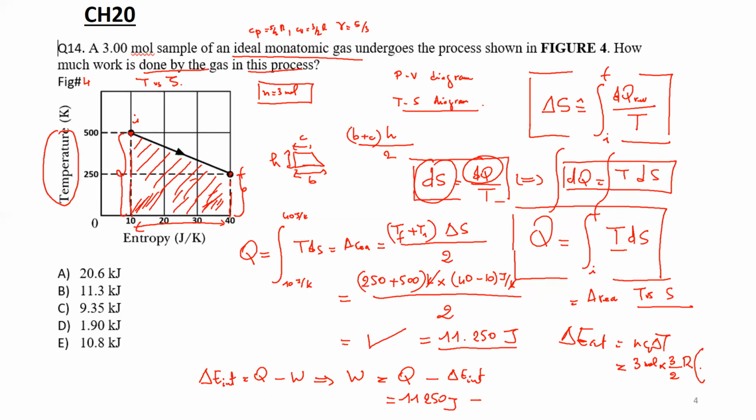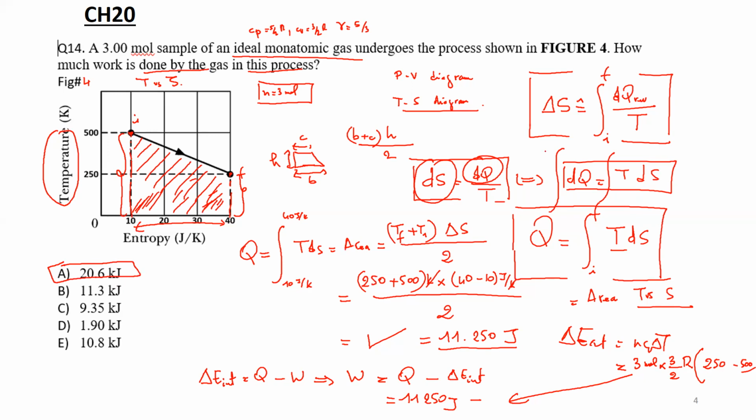What is it? T final is 250 Kelvin. T initial is 500. So I take it and I will put it here. And then I will get the right answer. So what should be the right answer? This. Is it clear? So this is also an A+ question or an A question, because you are not used to this.